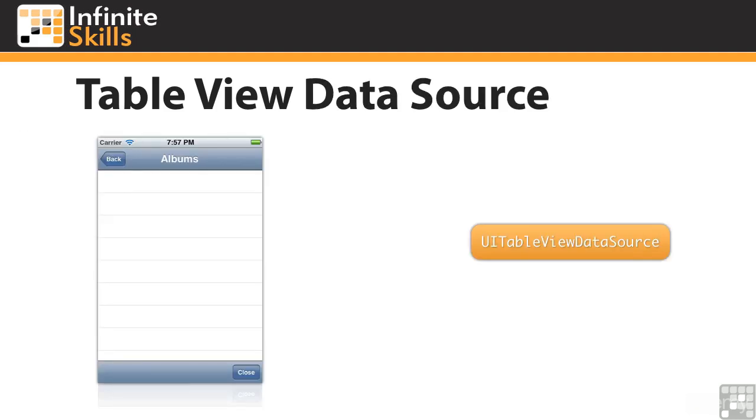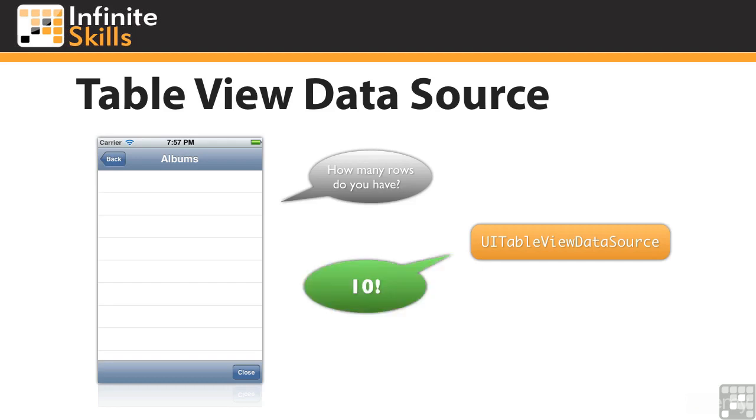A table view on its own doesn't know how to render its data. Instead, it works in tandem with an object designated as its data source. Specifically, it interacts with an object adopting the UITableViewDataSource protocol. A table view and a data source carry on a conversation like this. The table view will ask the data source, how many rows do you have?